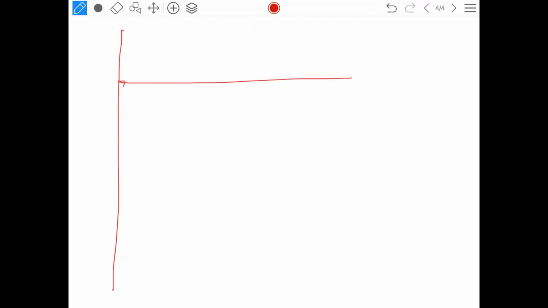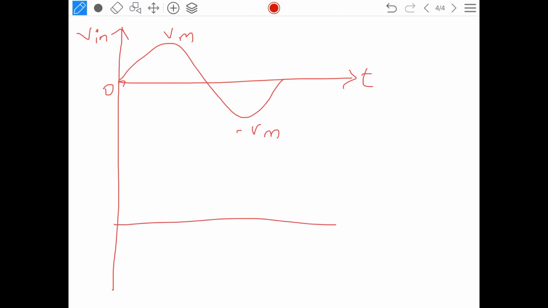First, I will write the input sinusoidal. You can take any waveform. I am taking an input sinusoidal wave. This is my Vm, minus Vm, 0, correct. So, this is the time period. Now, as I told you, I have to fix the positive peak because it is a negative clamper. So, I am fixing the positive peak. I am assuming a silicon diode. I am fixing the positive peak at 0.7 volt.